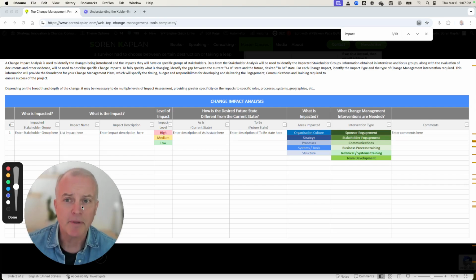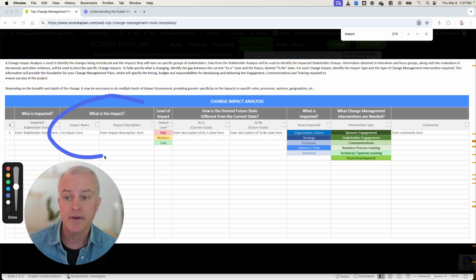Hi, I'm Soren Kaplan. Change impact analysis is a critical methodology and tool in change management because it helps you understand who is impacted, a stakeholder group, an individual, and then what are the impacts? What's being changed? What are those stakeholders having to deal with and do differently?